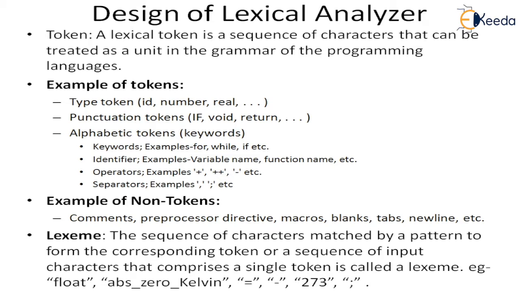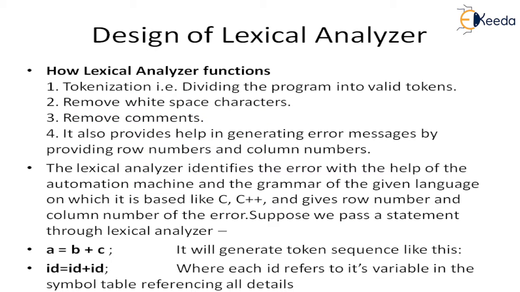Now, what is a lexeme? The sequence of characters matched by a pattern to form the corresponding token, or a sequence of input characters that comprises a single token, is called a lexeme. That lexeme is denoted by float absoluteZero equal to minus 73 and semicolon.